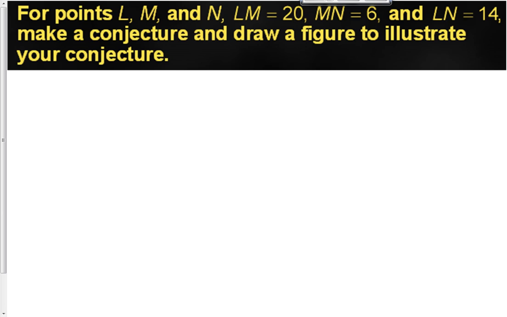Let's make a conjecture on this one. For points L, M, and N, segment LM is 20, segment MN is 6, and segment LN is 14. Make a conjecture and draw a figure to illustrate your conjecture. If I look at this one, LM is 20 units, so I can draw a picture. LM is 20 units. And then MN is 6 and LN is 14.